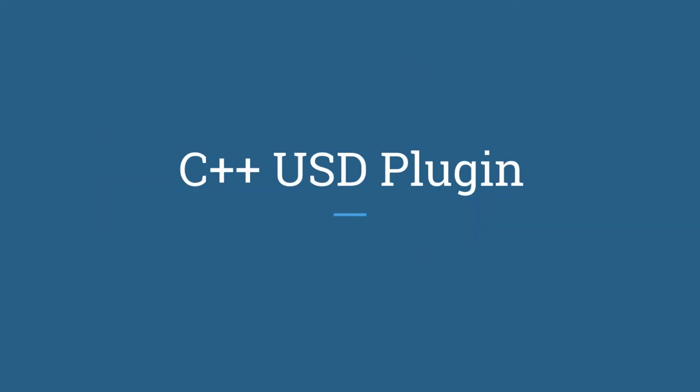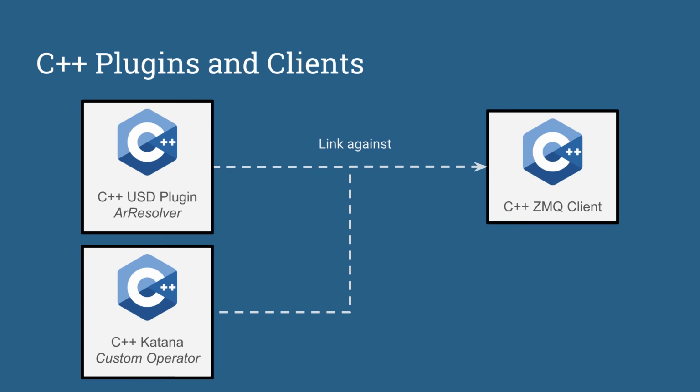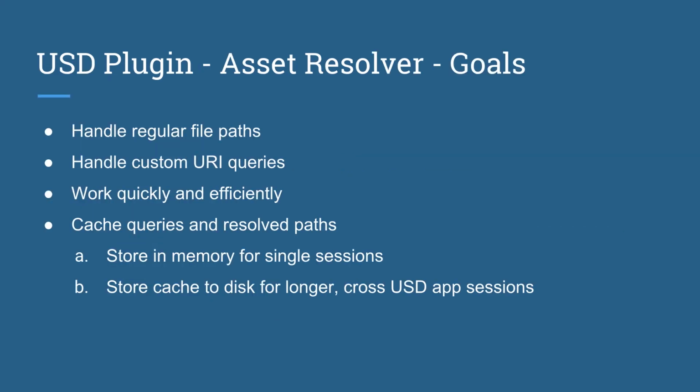On the C++ plugin side of things, we were able early on to separate out just the C++ ZMQ code because it was common between a couple of different C++ plugins we had to create. So for this, a big thing was our USD plugin, but we also had Katana custom operators and some other things as well. And by separating out just the C++ ZMQ client code into a separate library, we were able to build both of these against that and separate out the code.